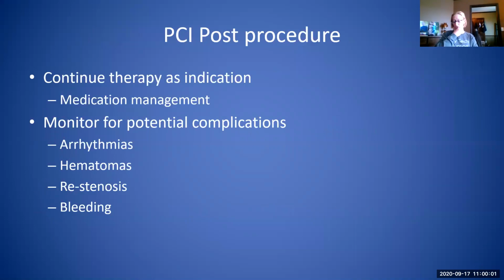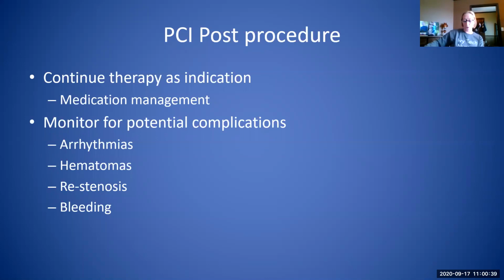And so post-procedure, after a patient has had a heart cath, we need to monitor for potential complications. Of course, they're going to continue their therapy as indicated with medical management. They'll be on aspirin, Plavix, maybe a beta blocker, a calcium channel blocker, whatever their medical management is. Of course, they need to be compliant with that: diet therapy, behavior modification, smoking, all that stuff. But immediate post-op after a heart cath, we need to be monitoring for these things: arrhythmias, hematomas, restenosis, and bleeding.